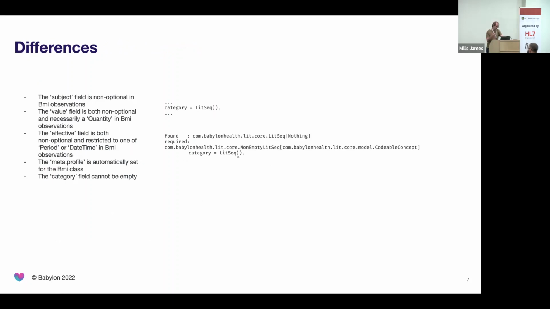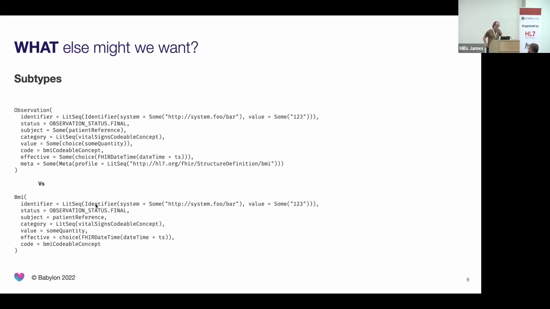We've also got, skip over the effective, that's pretty similar. The meta.profile, I specified that in my observation, but I haven't specified it in the BMI. And that's because that's automatically set by lit, and that's actually what enables it to decode into a more specific type. Otherwise, anything that it received over the wire would have to be decoded to the base resource type. By using the meta profile, we can be more specific and have something that's more refinedly typed when we decode.